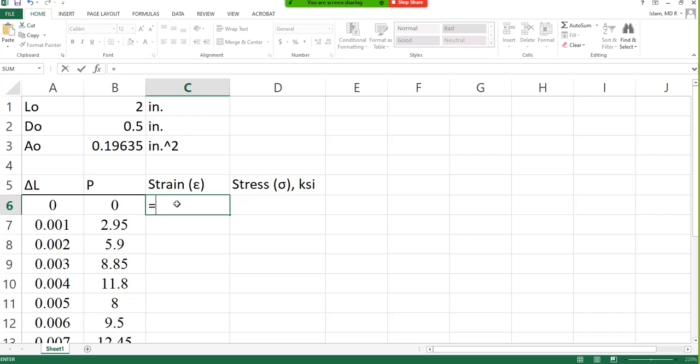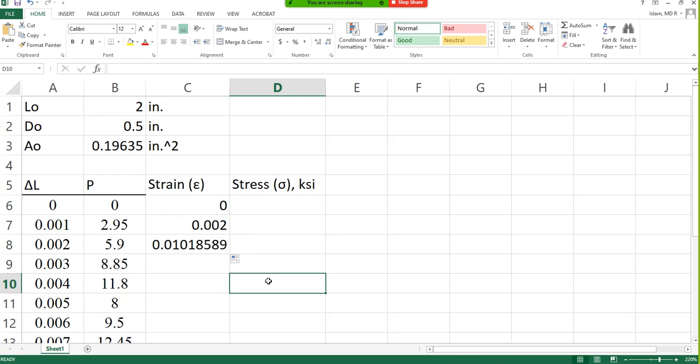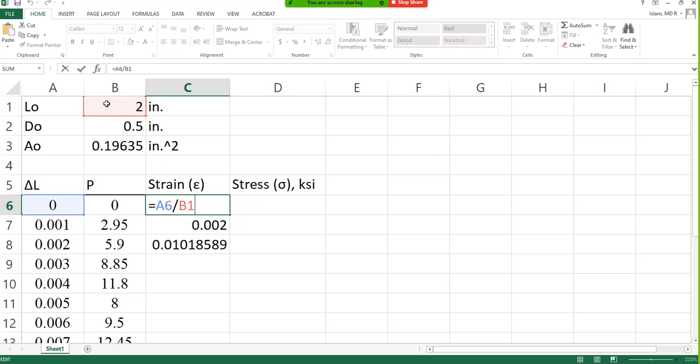So equal sign. What is strain? Strain is deformation divided by original length. Now I can simply write 2, but I'm showing you the equation. If I write this, it is done. Then if I scroll down, I'll get the strain. The problem is, if you scroll down, your input will go down also, but my L not should not go down. That means I made a mistake. What to do? How to make your L not fixed? Just put a dollar sign.